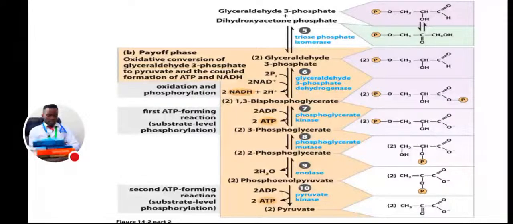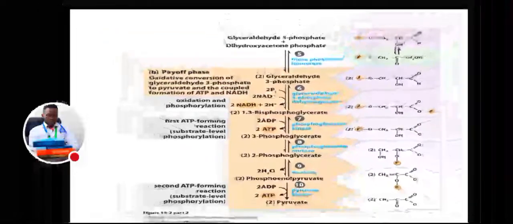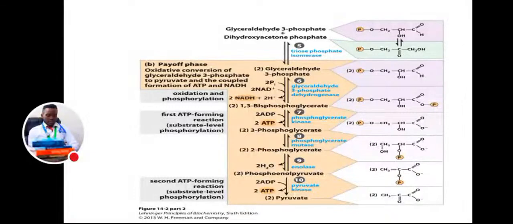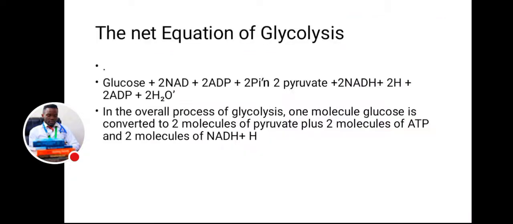Then the final reaction, we get to have 2 phosphoenolpyruvate plus 2 ADP, giving us 2 ATP as the product, as well as 2 pyruvates that are produced. Then the enzyme that catalyzes the 10th reaction is called pyruvate kinase. So meaning that the second ATP forming reaction is done at reaction number 10 at the substrate level phosphorylation.